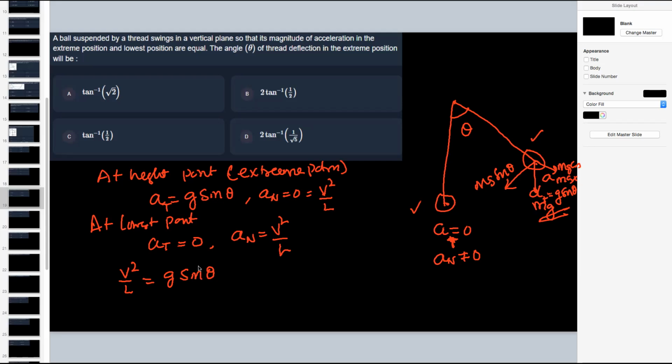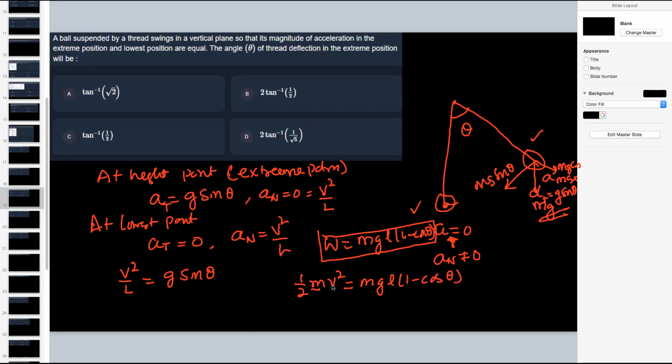Again, what is the v squared value? What is the velocity? Already we know that the work done to take this from this point to this point is mgl into 1 minus cos theta. Already we did this. Is it correct or not? So, from the law of conservation of energy, what can I write? Half m v squared is the kinetic energy at this point, and this is the potential energy at this point. The potential energy is mgl into 1 minus cos theta. So m will get cancelled. So what do I get? v squared equal to 2gl(1 minus cos theta).